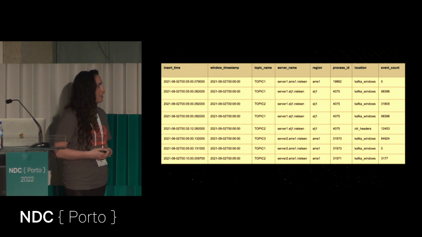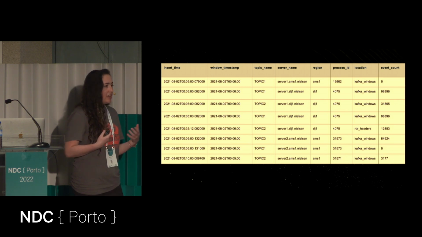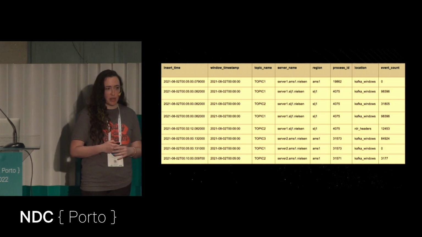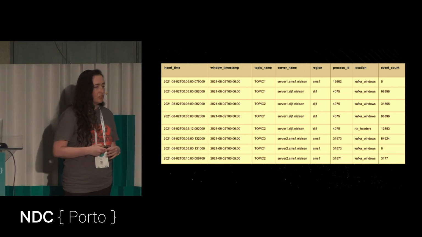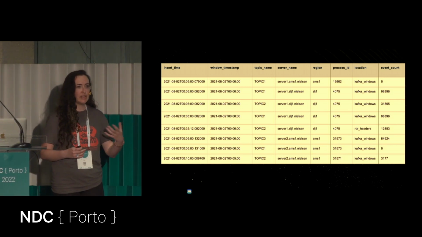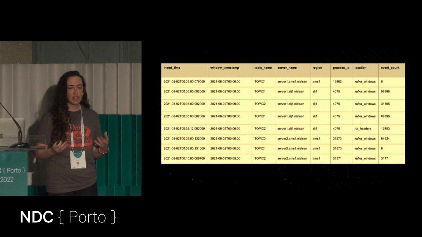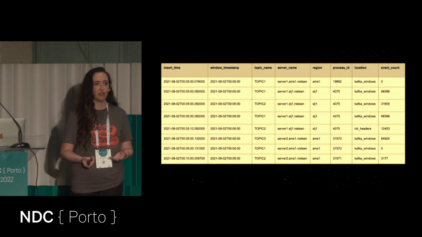You can see that location. We have Kafka windows, so these are our metadata objects. We have RDR headers, that's our actual data. Another cool thing to notice, in my opinion, would be the event count. You can see that some of the event counts are pretty big, right? They're over 90K, 30K. But then you can notice that we have an event count of 0. How is that possible? That's pretty weird.